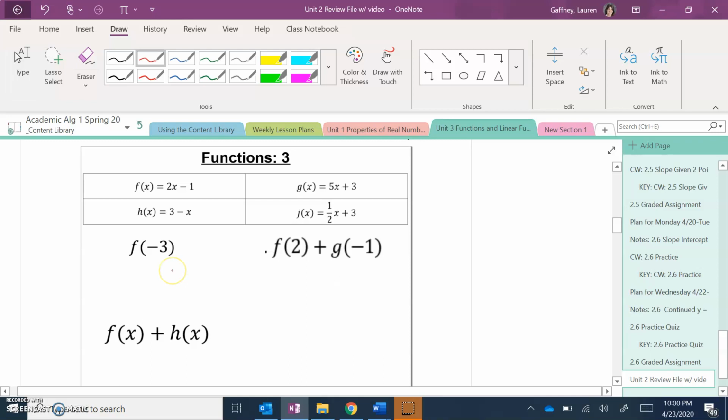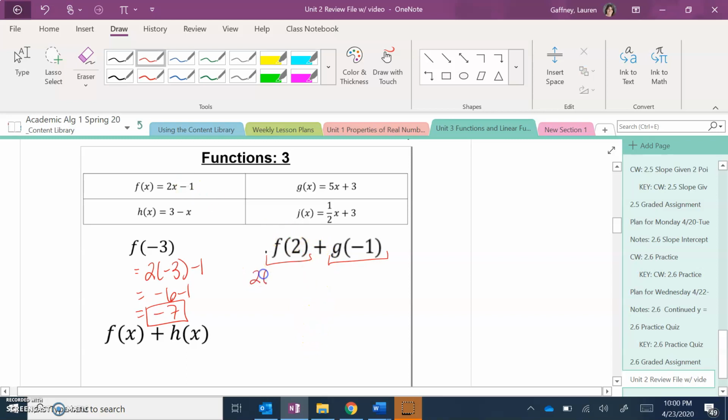So I just have a couple here for us to evaluate. So f of negative 3. So we go to the function labeled f and we put negative 3 in for x, and then we just do order of operations to evaluate this. So 2 times negative 3 is negative 6 minus 1, so that's negative 7. Now here, if you have addition or subtraction, you figure out each of these individually. And then at the end, you take their individual answers and you would add them together. If it was a minus sign, you would just subtract them.